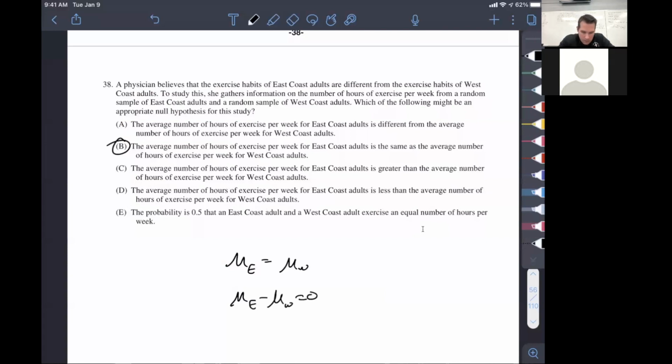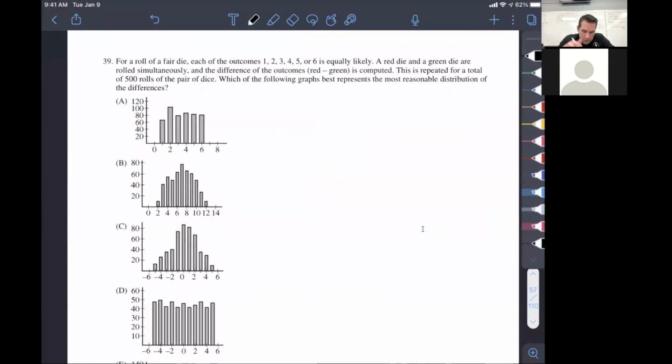Last two, sir, that you asked for. For a roll of a fair die, each of the outcomes 1, 2, 3, 4, 5, 6 is equally likely. A red die and a green die are rolled simultaneously, and the difference of outcomes, red minus green, is computed. This is repeated for a total number of 500 rolls. Which of the following graphs best represents the most reasonable distribution of the differences?